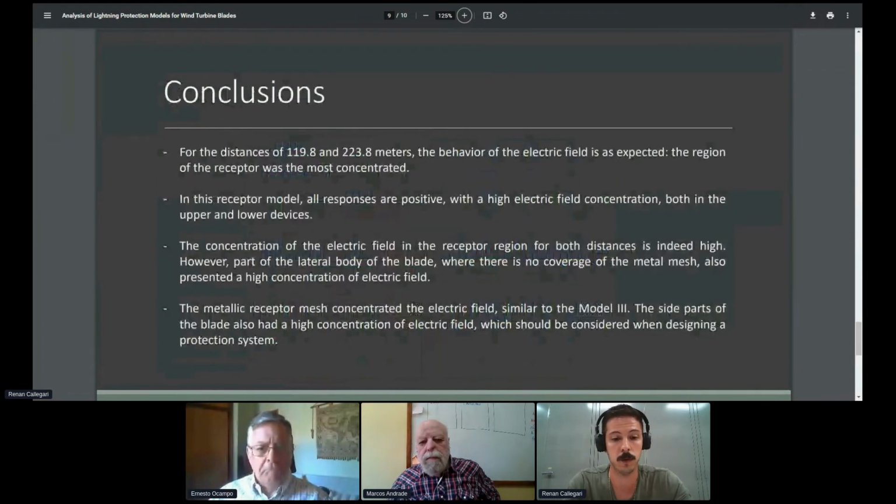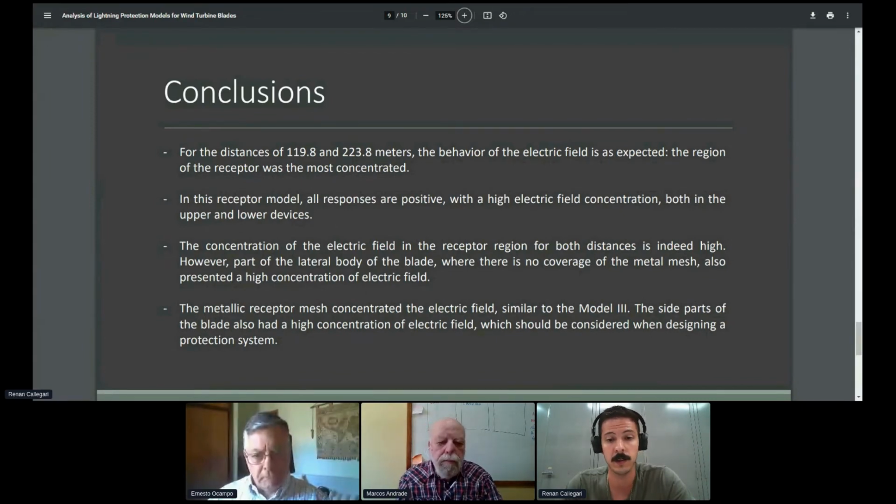And some conclusions. For 40.5 meters away, the intensity of the electric field was greater in the body of the blade, far from the top, which may indicate a risk of failure.